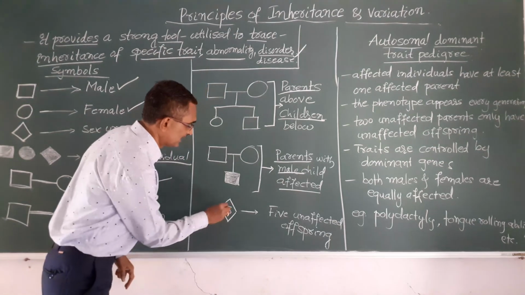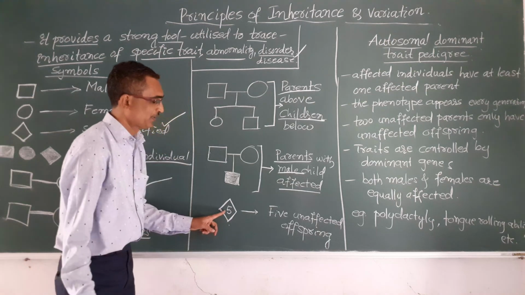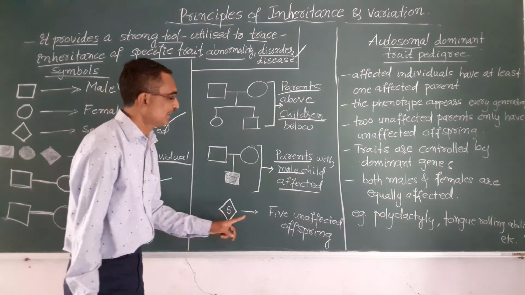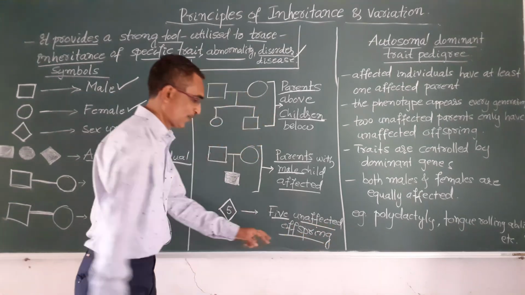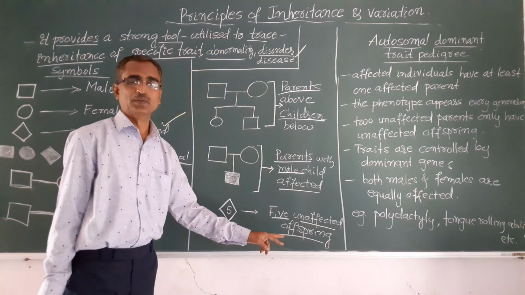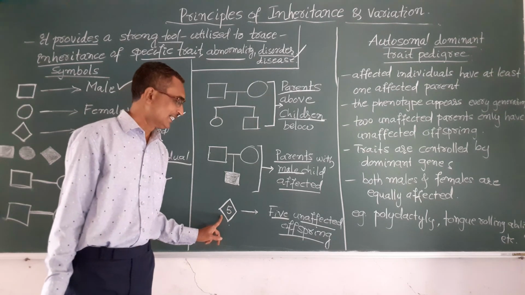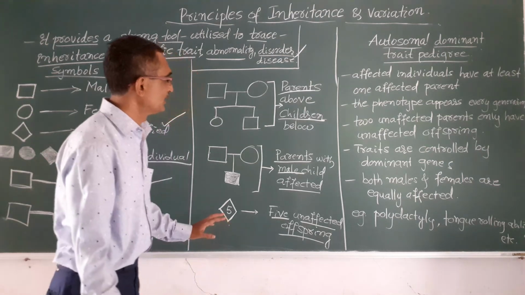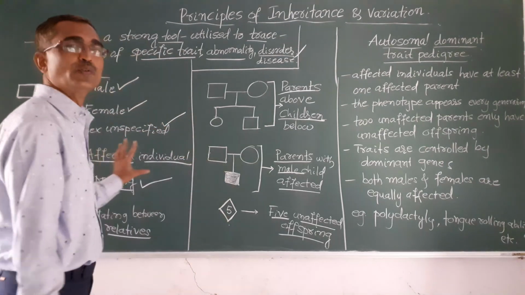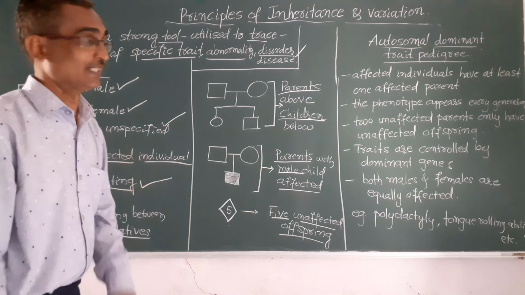And you see here this structure with 5 written in between. It denotes 5 unaffected offspring, that is, children. So these are the few symbols which are used in pedigree analysis.